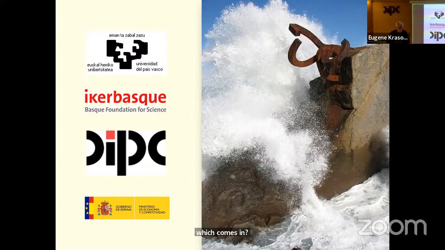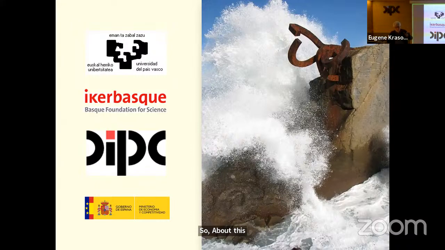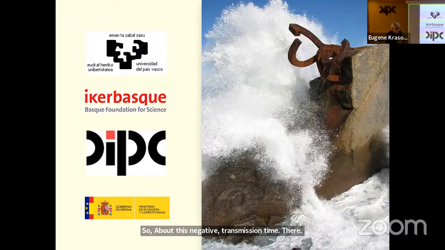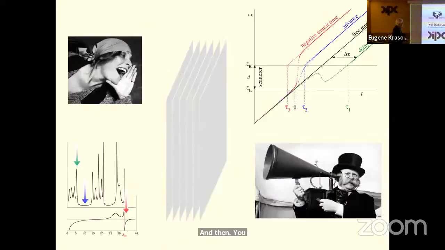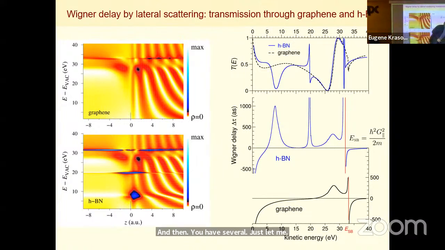Well, according to this theory, it will change, but we cannot say in which way it will change before we calculate it. About this negative transmission time, everything is more or less clear. So I don't know what may be the consequences of the Moiré structure. That I cannot say. But if you make a superstructure, your G vectors in the parallel direction become shorter, and then you have several cases like that.